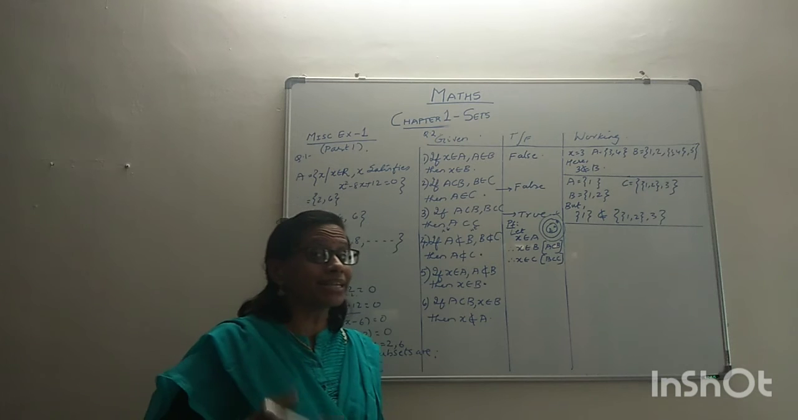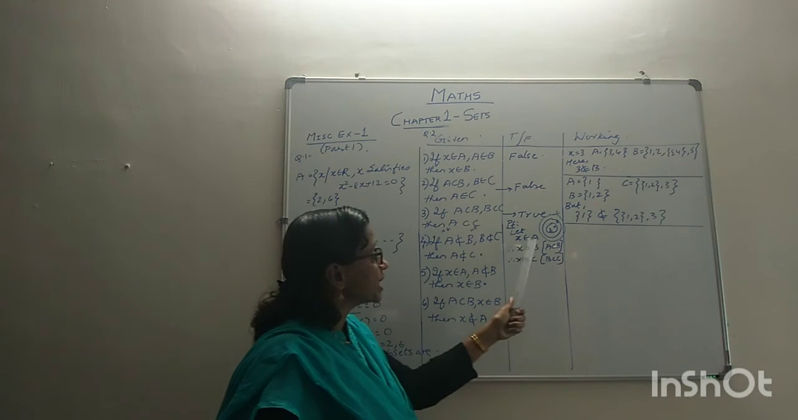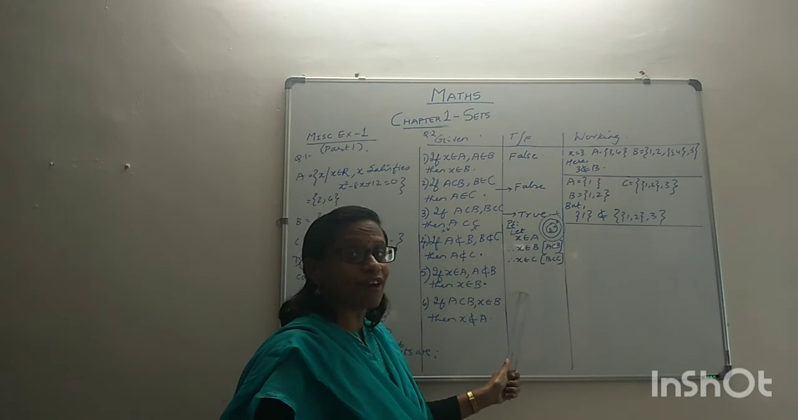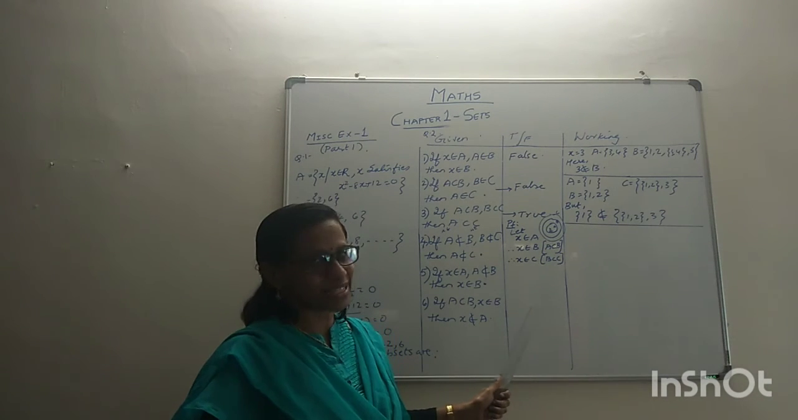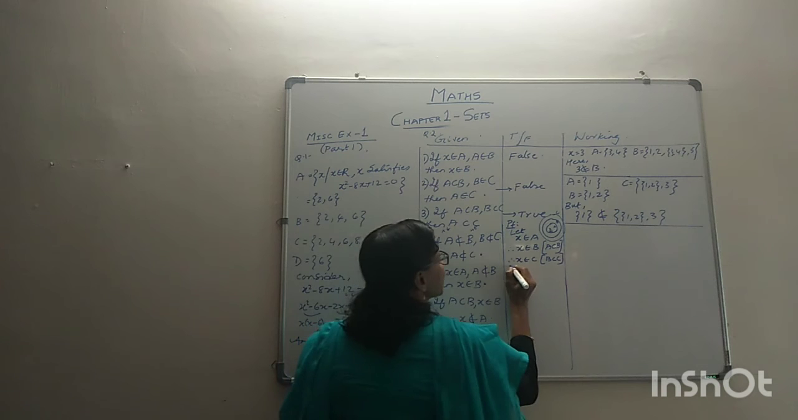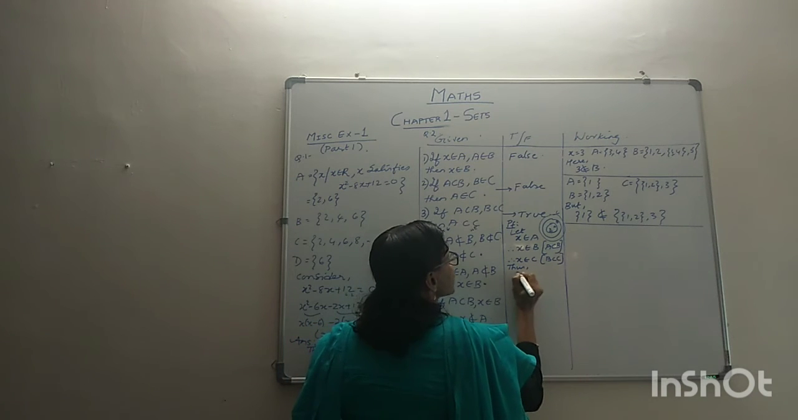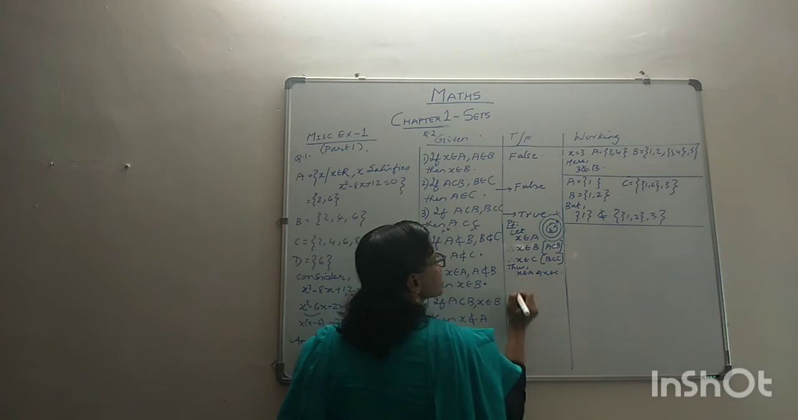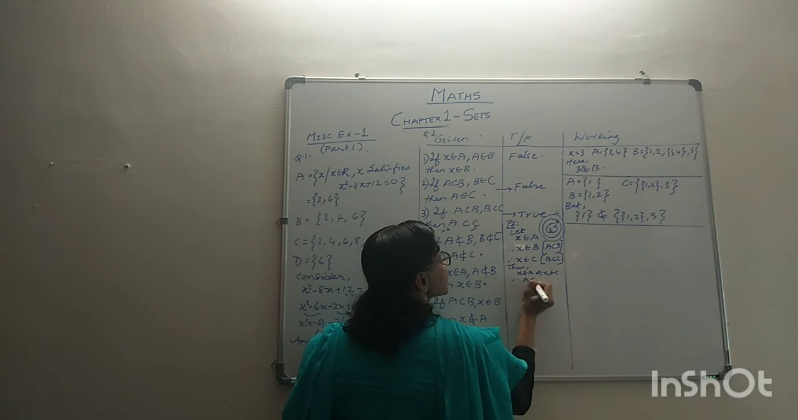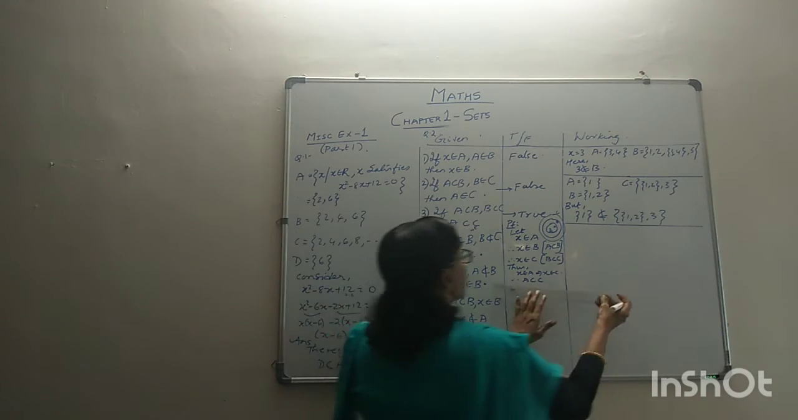What has happened in this process? Starting with X belonging to A, we have got X belonging to C, and that is exactly what you want to show for a subset. So we write like this: thus, starting with an X belonging to A, we have reached X belonging to C. Therefore, A is a subset of C. This is how we show our proof.